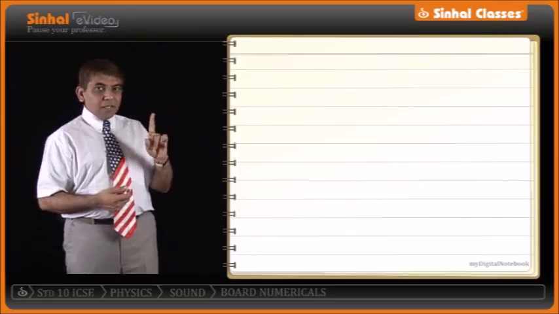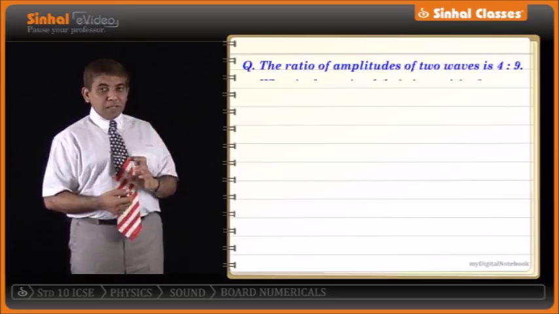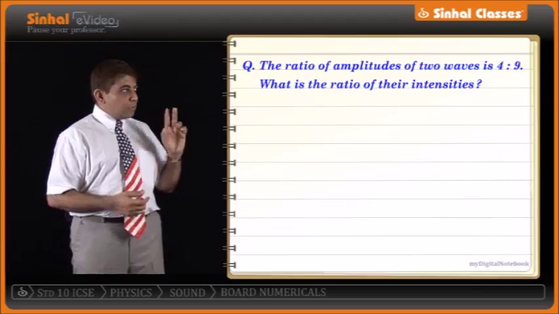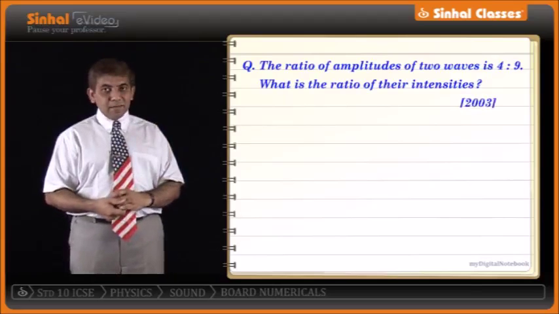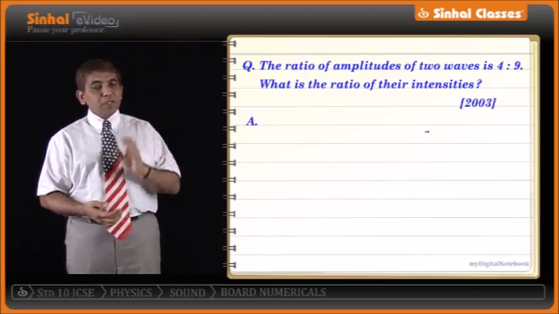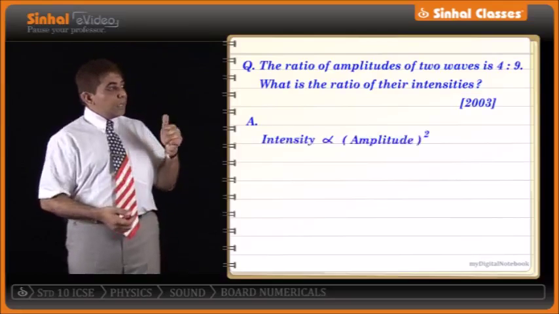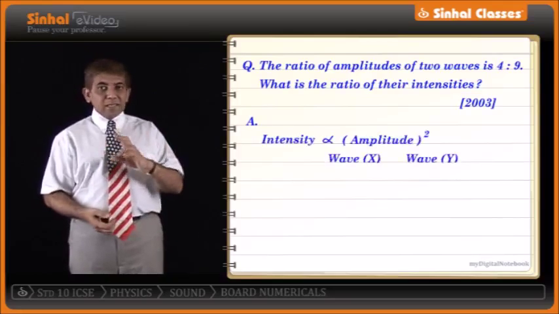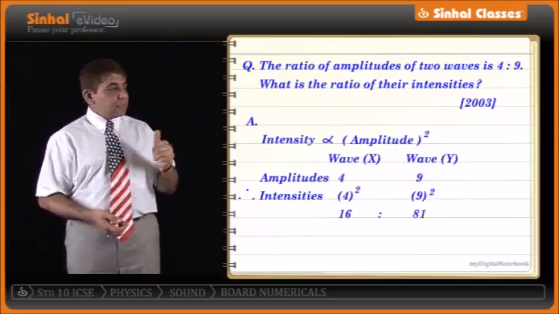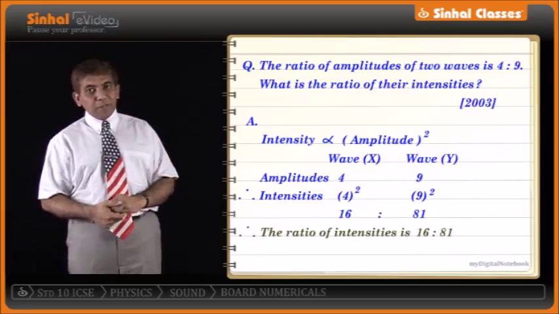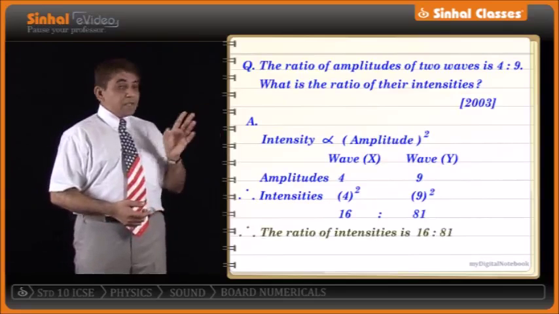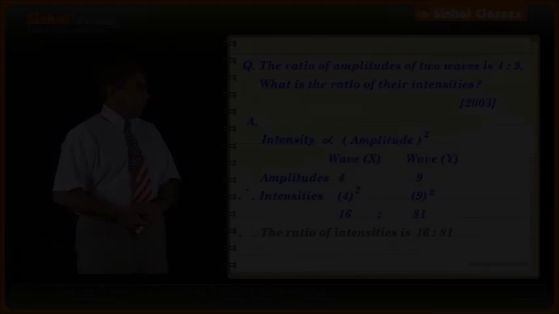The ratio of amplitudes is given as 4:9. There are two waves which have their ratio of amplitudes as 4:9. You're asked to find the ratio of their intensities. As I said, the relation we use here is that intensity is directly proportional to the square of amplitude. So if amplitudes are in the ratio 4:9, the intensities will be in the ratio of 4 square is to 9 square, that is 16:81. So the ratio of intensities is 16:81.